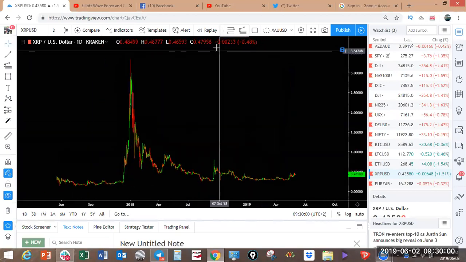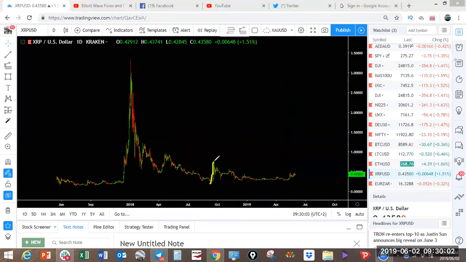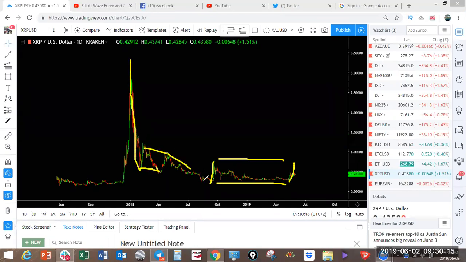So I've been saying for Ripple, you need to look out for this pulsing move here to happen here. So it looks like with the move now on the cryptos, you are getting that move. That move is actually playing out. So what has happened here? You had a move down here. You had a corrective structure here. That's 3 waves.